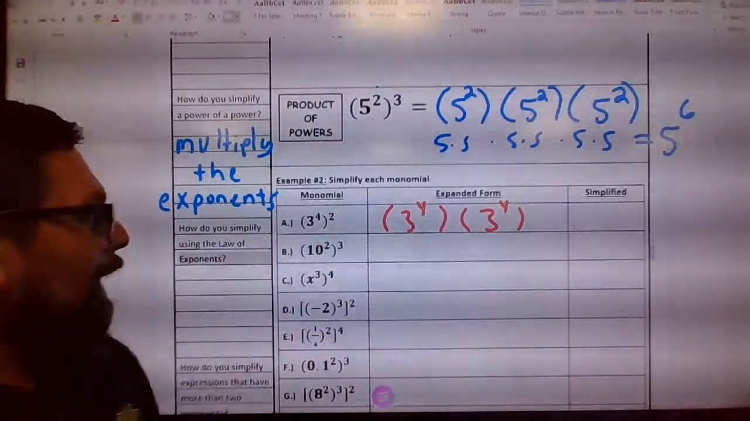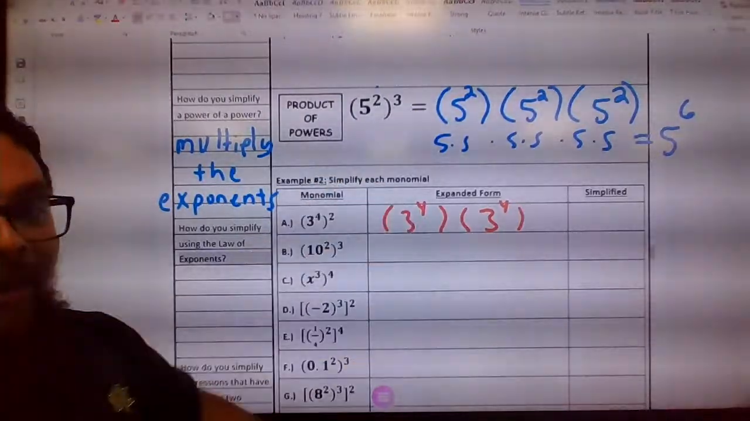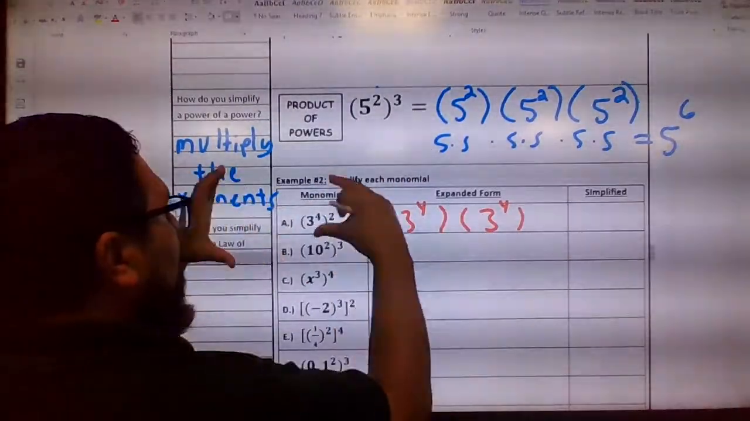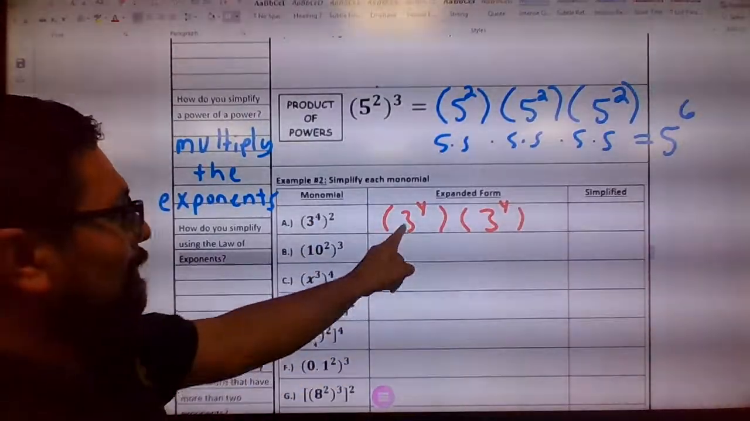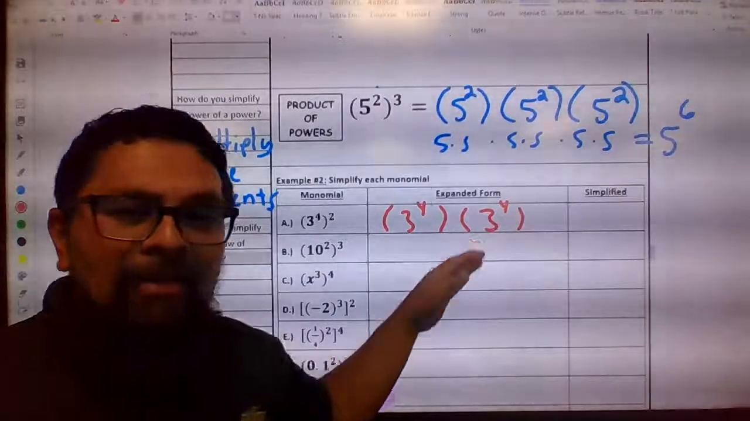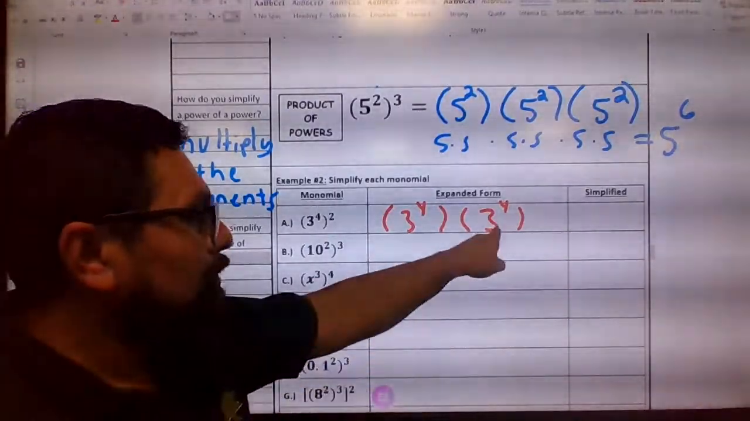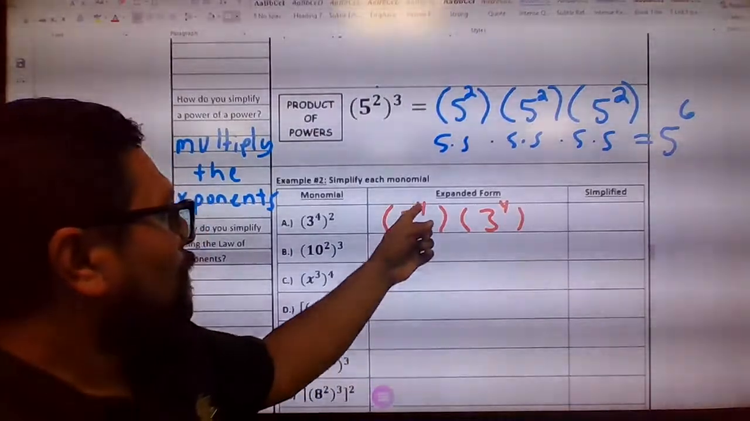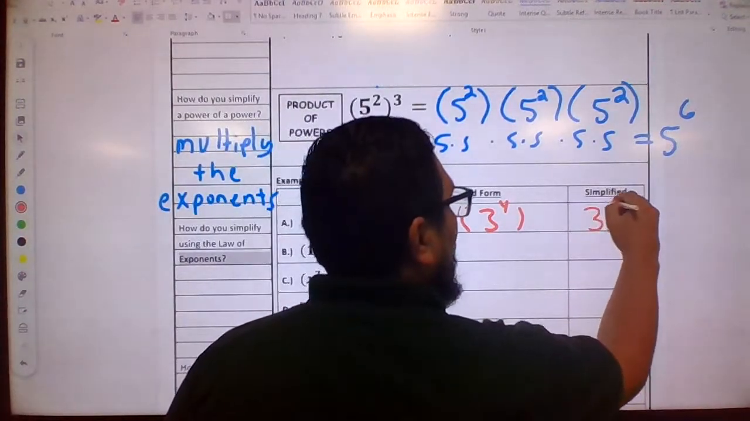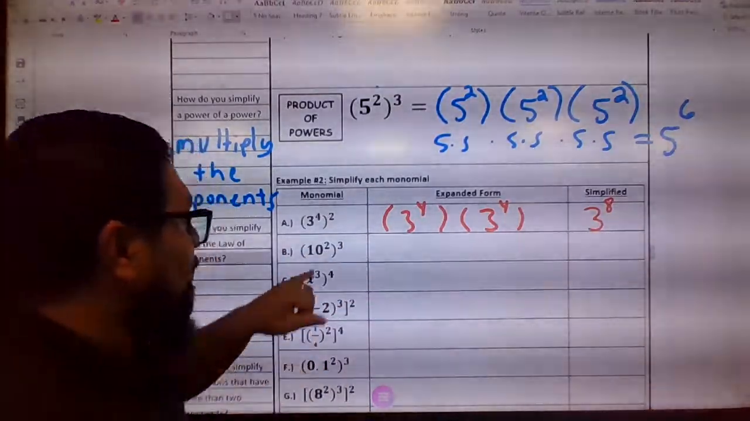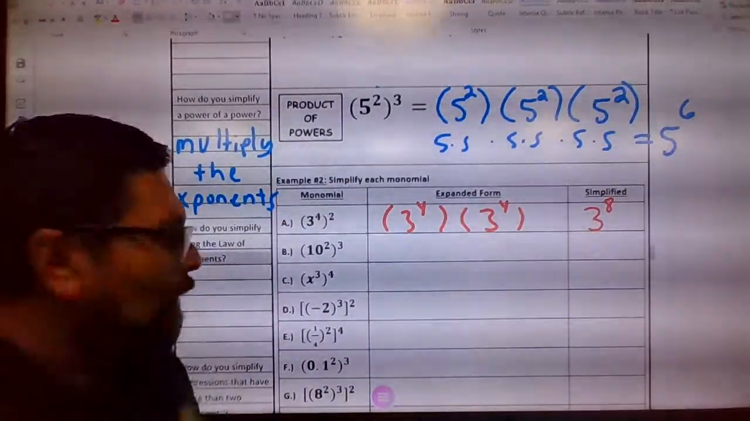Now let's continue to A. 3 to the 4th to the 2nd. The whole thing is written twice, so I put 1 parentheses and 2 parentheses, and each one is to the 4th. You don't need to write all those 3s. How many 3s are in here? 4. How many 3s are in here? 4. So 4 plus 4 is 8, and your answer is 3 to the 8th. The shortcut is, what's 4 times 2? 8.